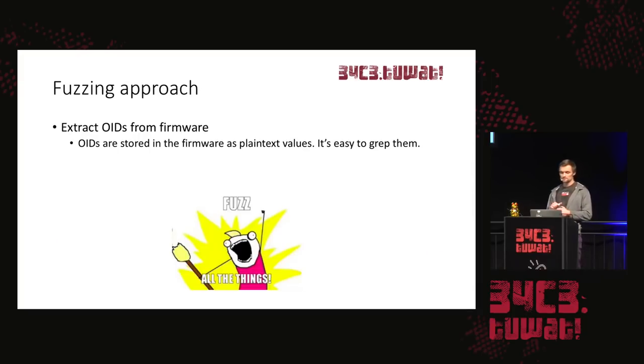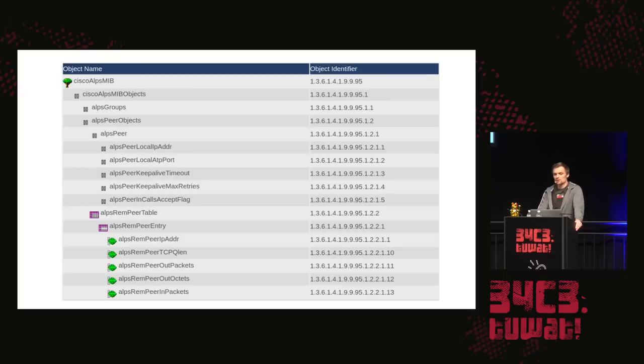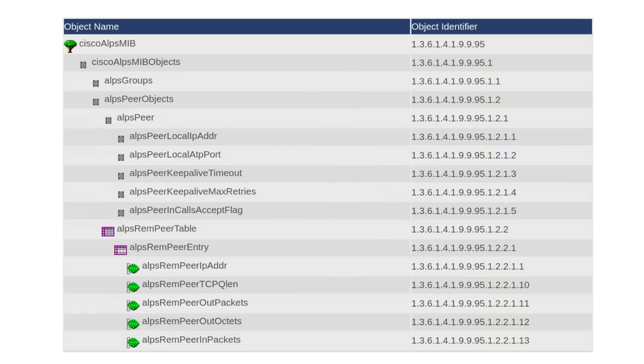How do we get all the object identifiers that our router will respond to? Basically, there are two ways. You can take the firmware and just extract all the OIDs from it. It's easy to grab them; they're stored in plain text. Another way is to look at the vulnerable MIBs and visit the OID View website and get all object identifiers from there.